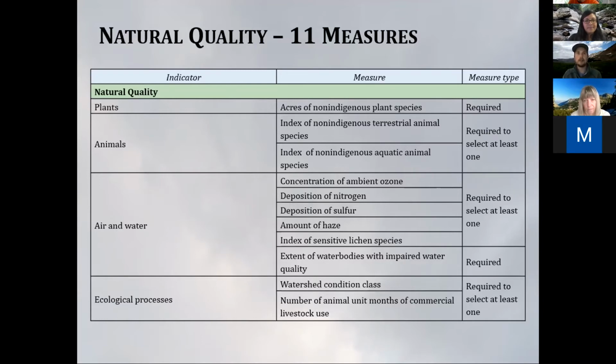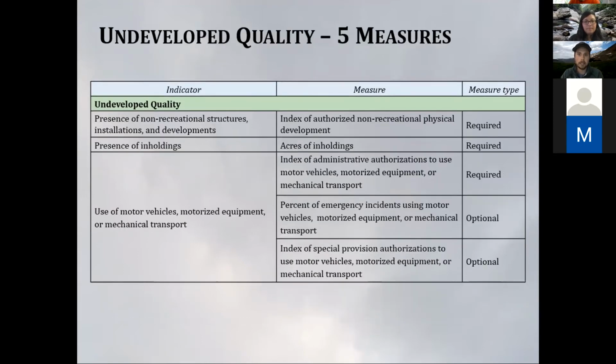There are 5 air measures, including measurements of ozone, nitrogen, sulfur, haze, and a measure that uses an index of lichen species to analyze trends in air pollution. The last measure under the air and water indicator looks at the extent of water bodies with impaired water quality. And then there are 2 measures under the ecological processes indicator, including watershed condition class and livestock grazing. So yeah, sorry, I'm flying through these, but I thought it'd be important just to look at them briefly.